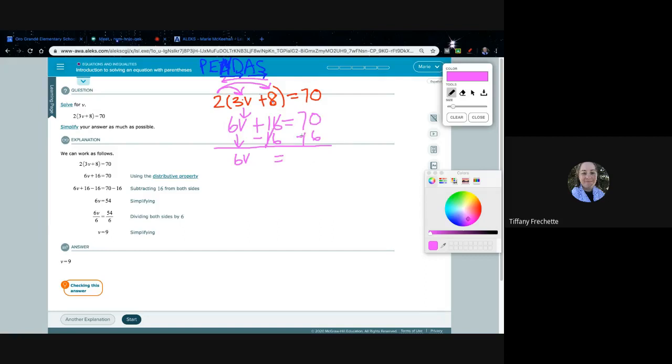So now I have 70 minus 16. So let's see, if we borrow here, we get 4 and 5. All right, so the last thing we want to do, because we still want to get v by itself, I want to undo the multiplication that's happening here. So to undo multiplication, I divide on both sides of the equal sign. 6 divided by 6 is 1. So the v drops down, equals 54 divided by 6 is 9. All right, and that's exactly what they got here in their example.